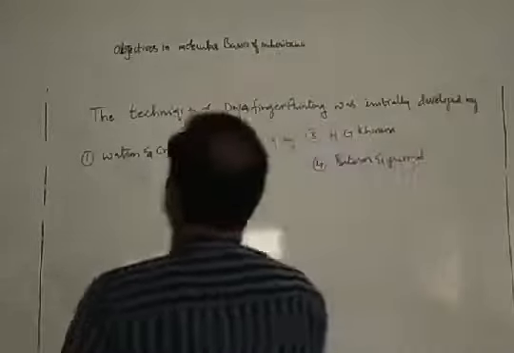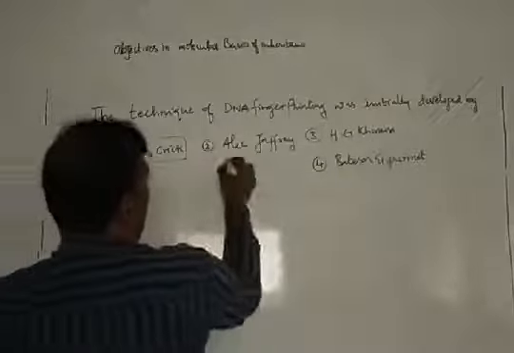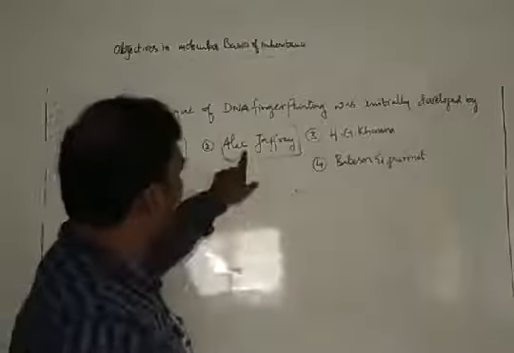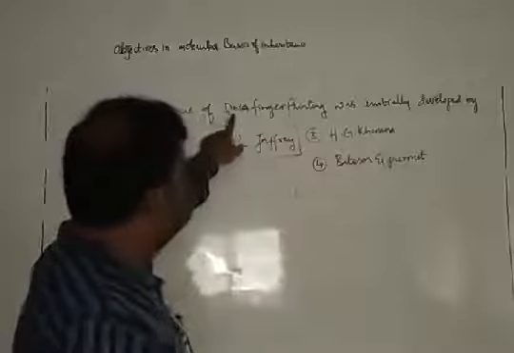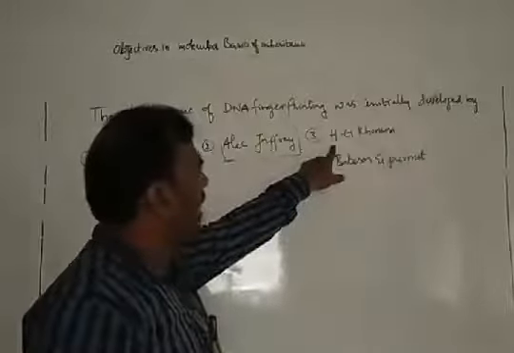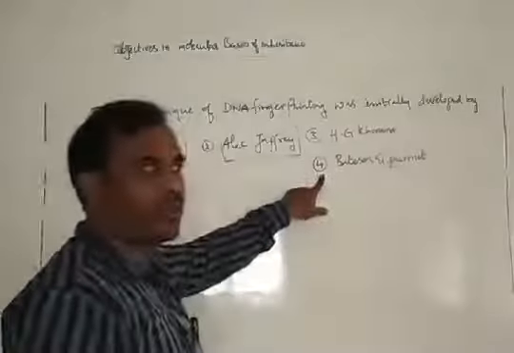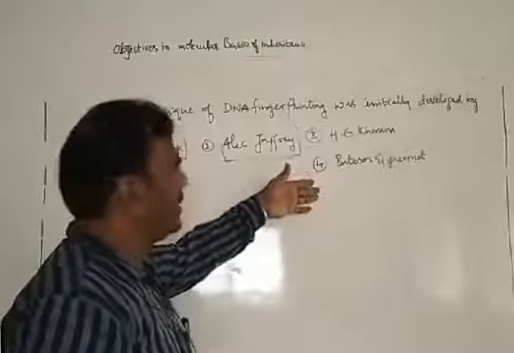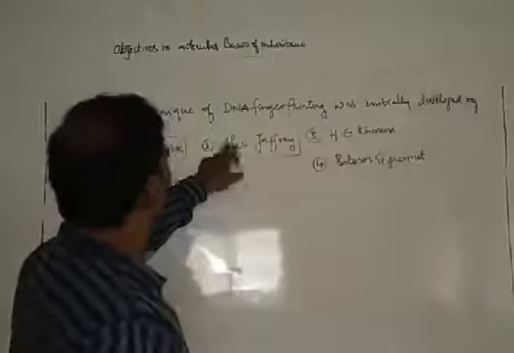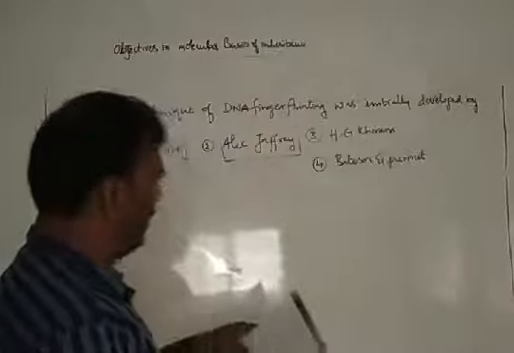So here Watson and Crick explained the DNA structure. Jeffreys explained the DNA fingerprinting. H.G. Khorana explained the structure of RNA, tRNA, and Bateson and Punnett explained the Punnett square. So Alec Jeffreys is the right option for this question.